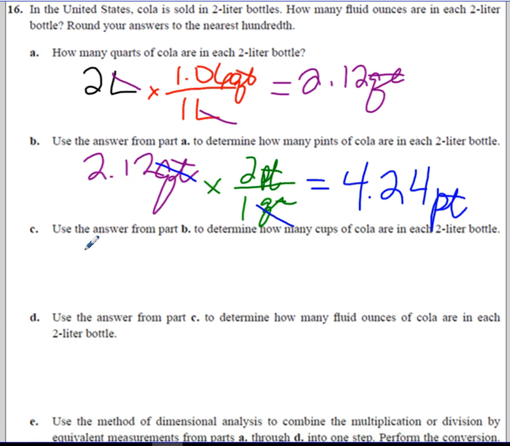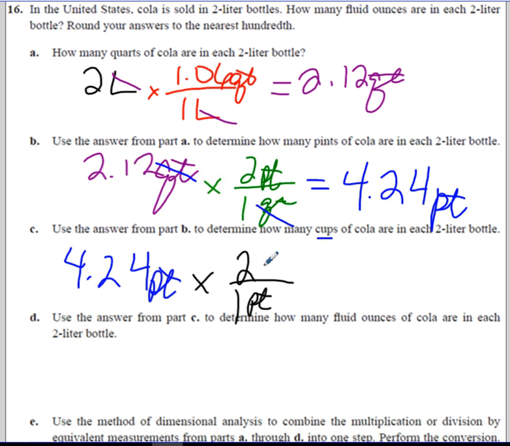And now it's asking us to determine how many cups. So we get 4.24 pints, and we're going to multiply it by 1 pint on the bottom to get rid of pints, and it's 2 cups per pint. And so we're doubling it again, and we get 8.48 cups.